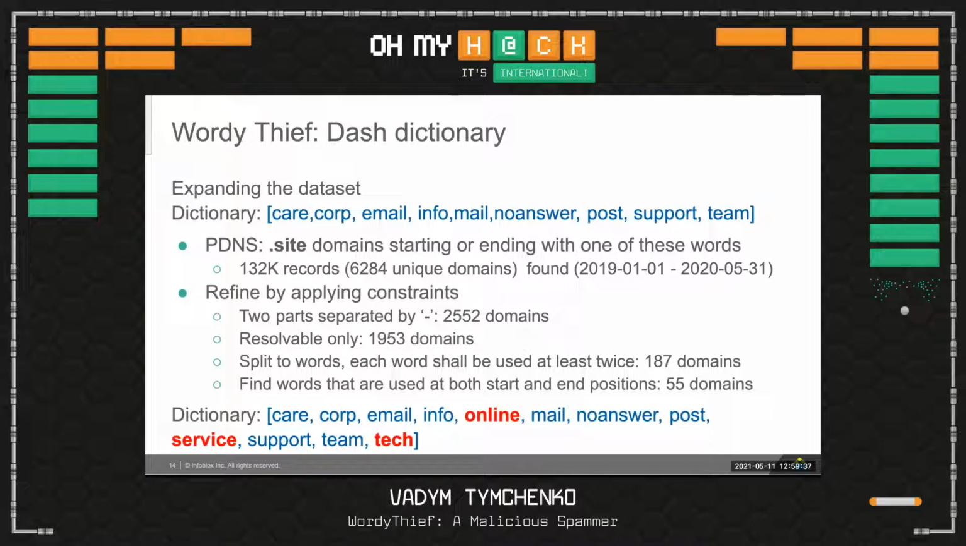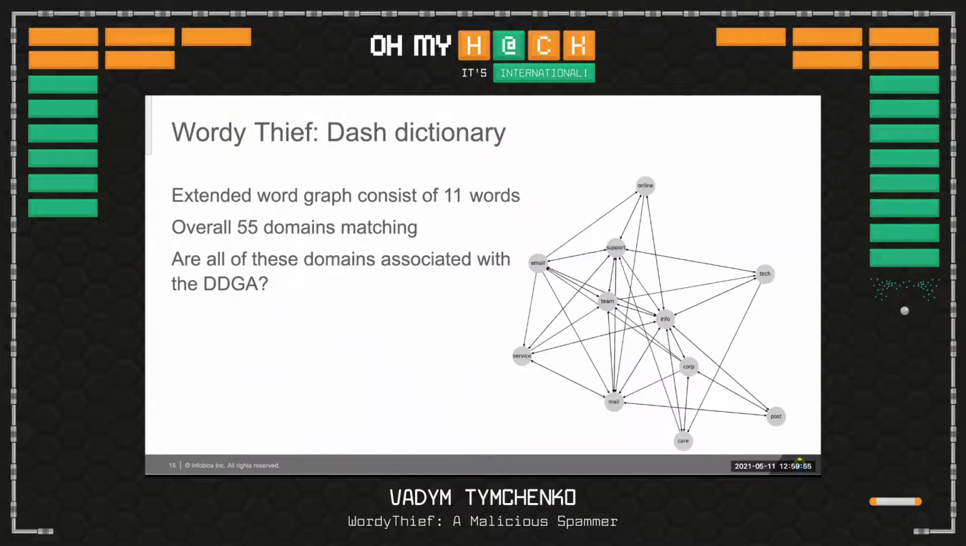If we build the extended dictionary, now we have 3 additional words we didn't know about. They are actually matching other words by having the same sense. Literally, they are related. So let's see how the extended graph looks like. This is a graph that covers 55 domains matching the dictionary. But the question remains, are all of these domains associated with the same DGA?